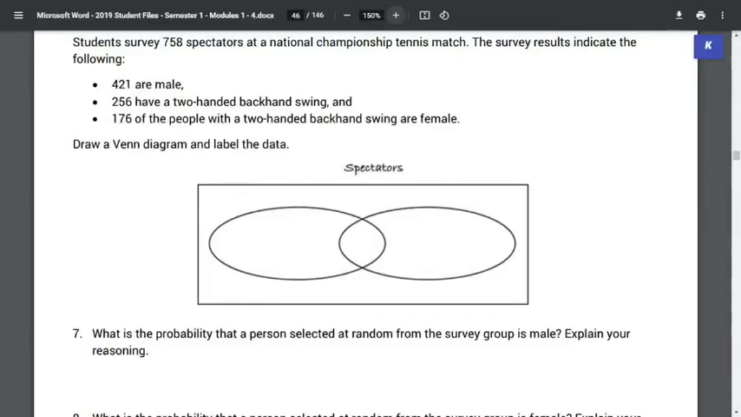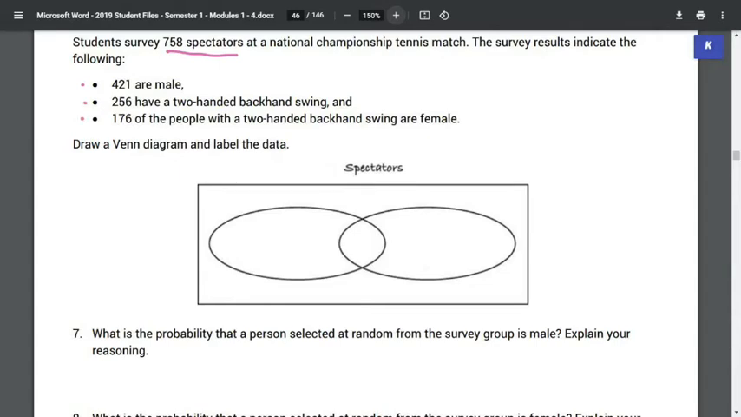All right, so if we look at the problem where we have to create our own Venn diagram, the situation is it tells us that students surveyed 758 spectators at a tennis match, and these are the results that they got. Of those 758, 421 are male. We see that 256 have a two-hand backswing, and then 176 of those who have a two-handed backswing are female.